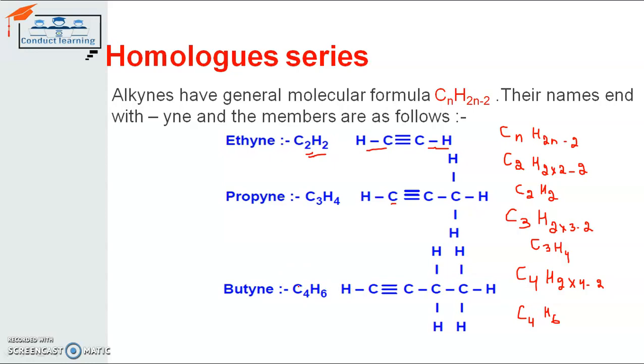pentyne, hexyne, heptyne, etc. So this is the homologous series of carbon compounds, which differ by the number of carbon atoms and the number of hydrogen atoms. There are similar structural properties and similar chemical properties between all these compounds of carbon, but they differ by just the number of carbon atoms and the number of hydrogen atoms. So this is the actual meaning of homologous series of carbon compounds.